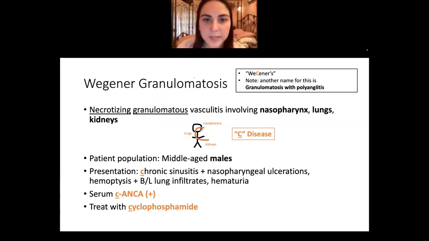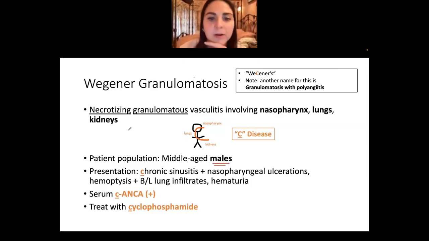Okay. So this one is the C disease, and this is just straight from Dr. Sitar: if you draw a little person and then you draw a C, the C is going to touch all the areas that are affected by this disease. So the nasopharynx gets affected, the lungs get affected, and then the kidneys get affected. And so that's what he means by it's the C disease. It hits the nasopharynx, lungs, kidneys.